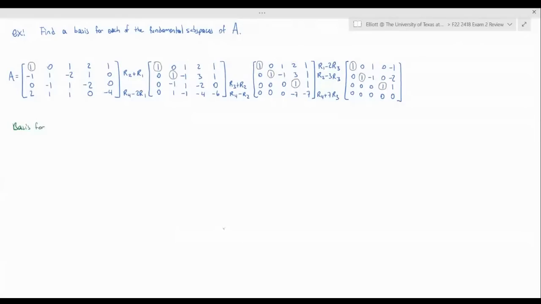So at this point, to get a basis for the column space of A, I see that the pivots are in the first, the second, and the fourth columns. So I want to take the first, second, and fourth columns, but in the original matrix A. And then those vectors are going to give me a basis for the column space, okay?